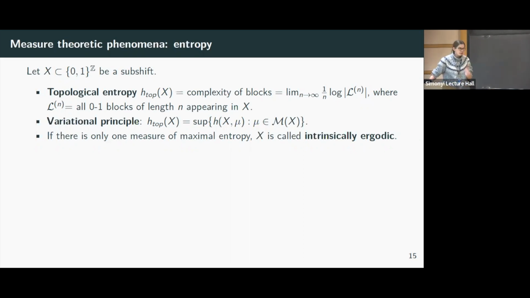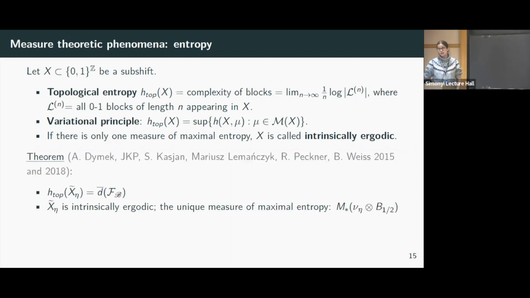So apart from topological entropy, we have also measure theoretic entropy that I'm not going to define, but there is the following relation. And for a subshift, there is always some measure realizing topological entropy. The interesting situation is when there is only one measure of maximal entropy, and we say then that X is intrinsically ergodic.